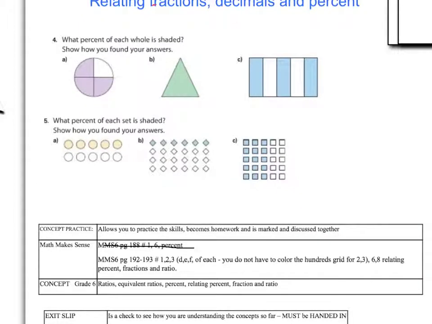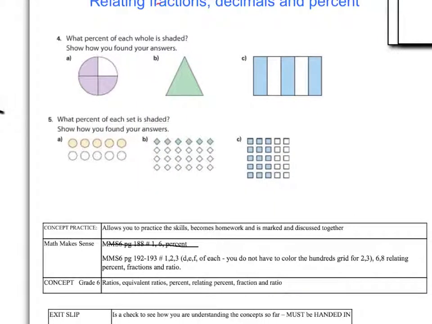Alrighty, so this was relating fractions, decimals, and percent, and we already did the percent page, so we don't have to do that first portion. We only have to do the second portion, page 192 to 193. Numbers 1, 2, and 3, and we're only doing D, E, and F of each. And you do not have to color the hundredths grid for 2 and 3. And then we are also doing questions 6 and 8. Of course, as you are working, if you have any questions, please ask either one of the aides in the classroom or myself, or a class member that you feel comfortable asking.